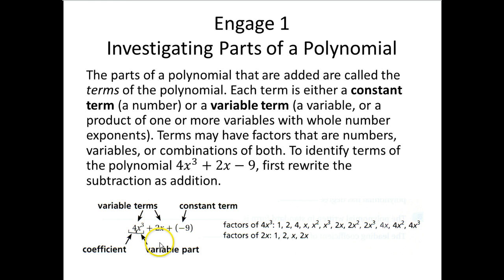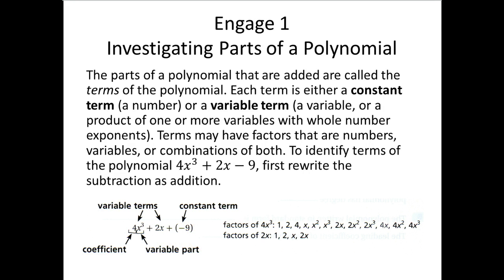Each term, each one of these, is either going to be a constant term, which is called a number, or a variable term, which contains a product of one or more variables with whole number exponents. So this would be a constant term, since it only contains a number, whereas these would be called variable terms because they contain the variable x. Terms may have factors that are numbers, variables, or combinations of both.